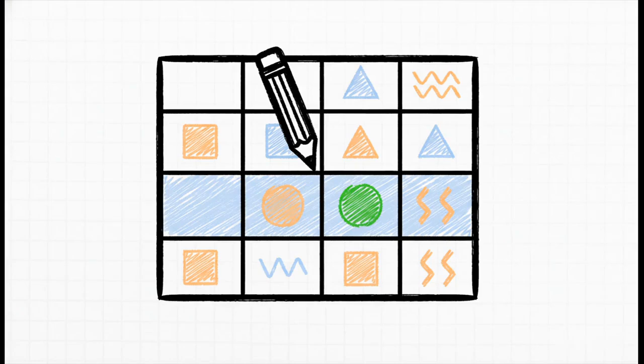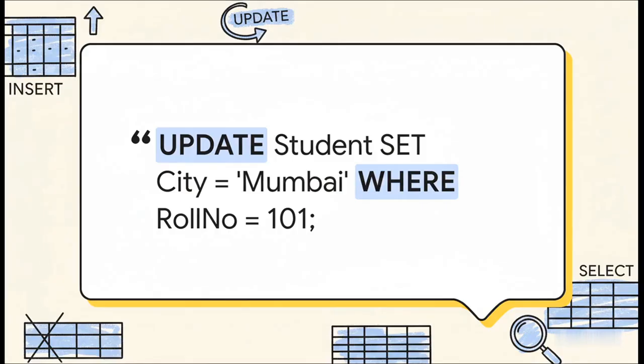Okay, next up is our second tool, update. Now, what if our student Anjali moves from Delhi to Mumbai? Her record is already in our database, but now it's out of date. The update command is made exactly for this situation, to modify data that is already there. And this example shows you the syntax perfectly. You start with update student.